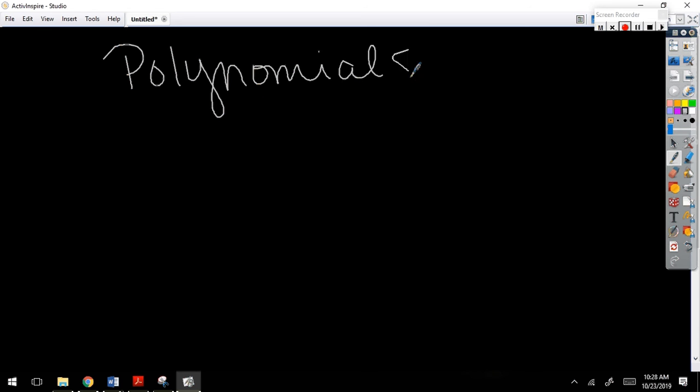Before we can talk about operations with polynomials, we first have to talk about some properties of exponents so that you can perform the operations of the polynomials, okay? So this is going to be a review for a lot of you, but some of you may not have seen this before, okay? There are 7 exponent properties.